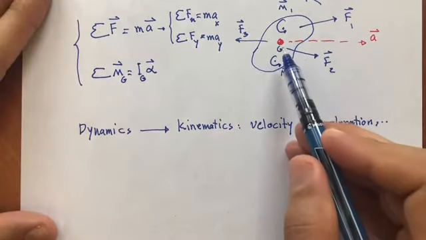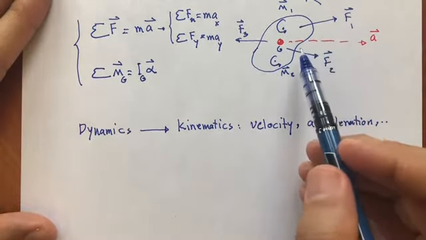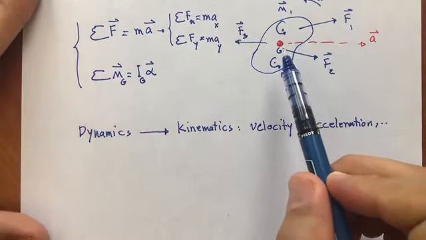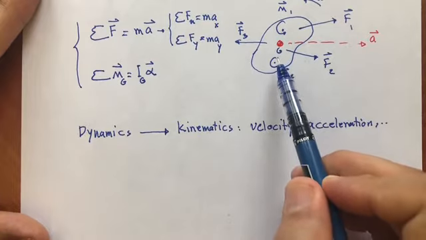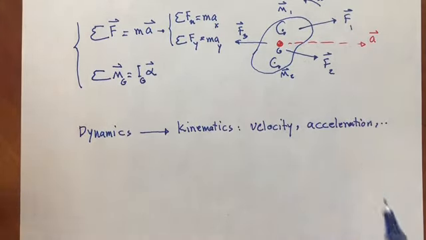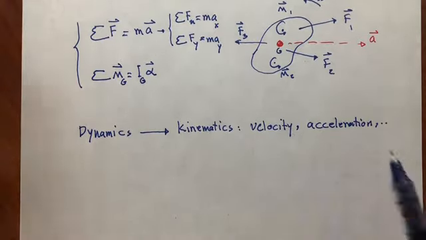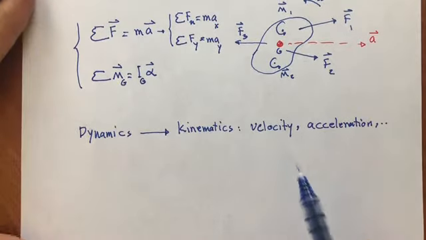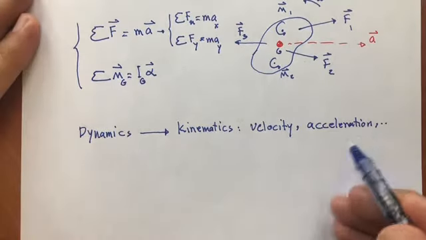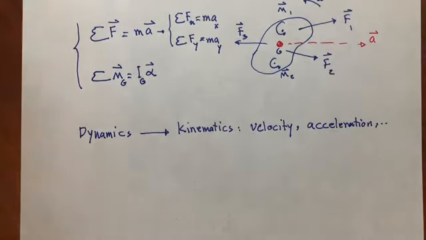For example, if I know the acceleration of this mass is equal to 1, and I want to know how its velocity is changing from time equal to 0 to time equal to 5, I don't need to know anything about the force. Using the acceleration, I'm going to be able to find the velocity of this mass over these 5 seconds. So this is called kinematic analysis.